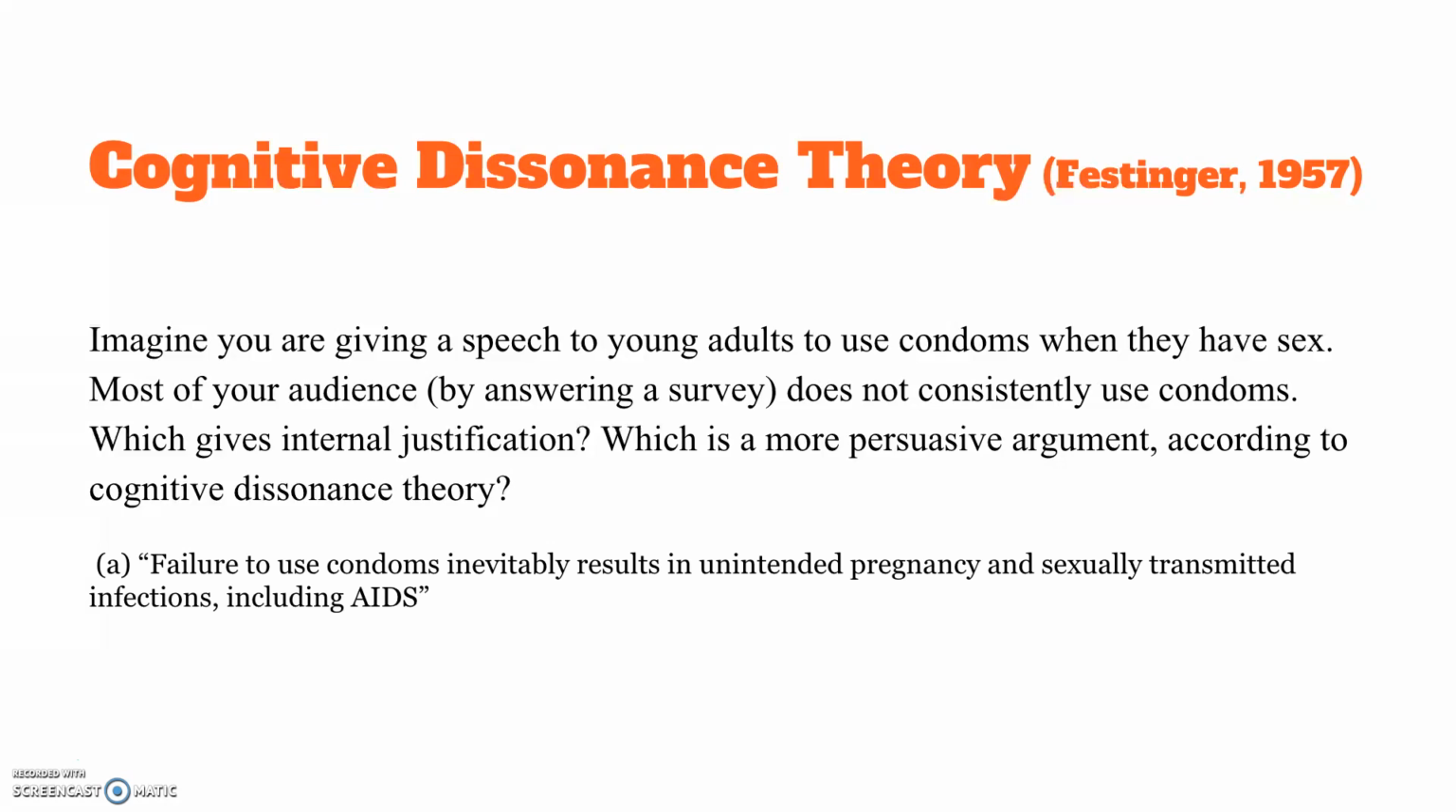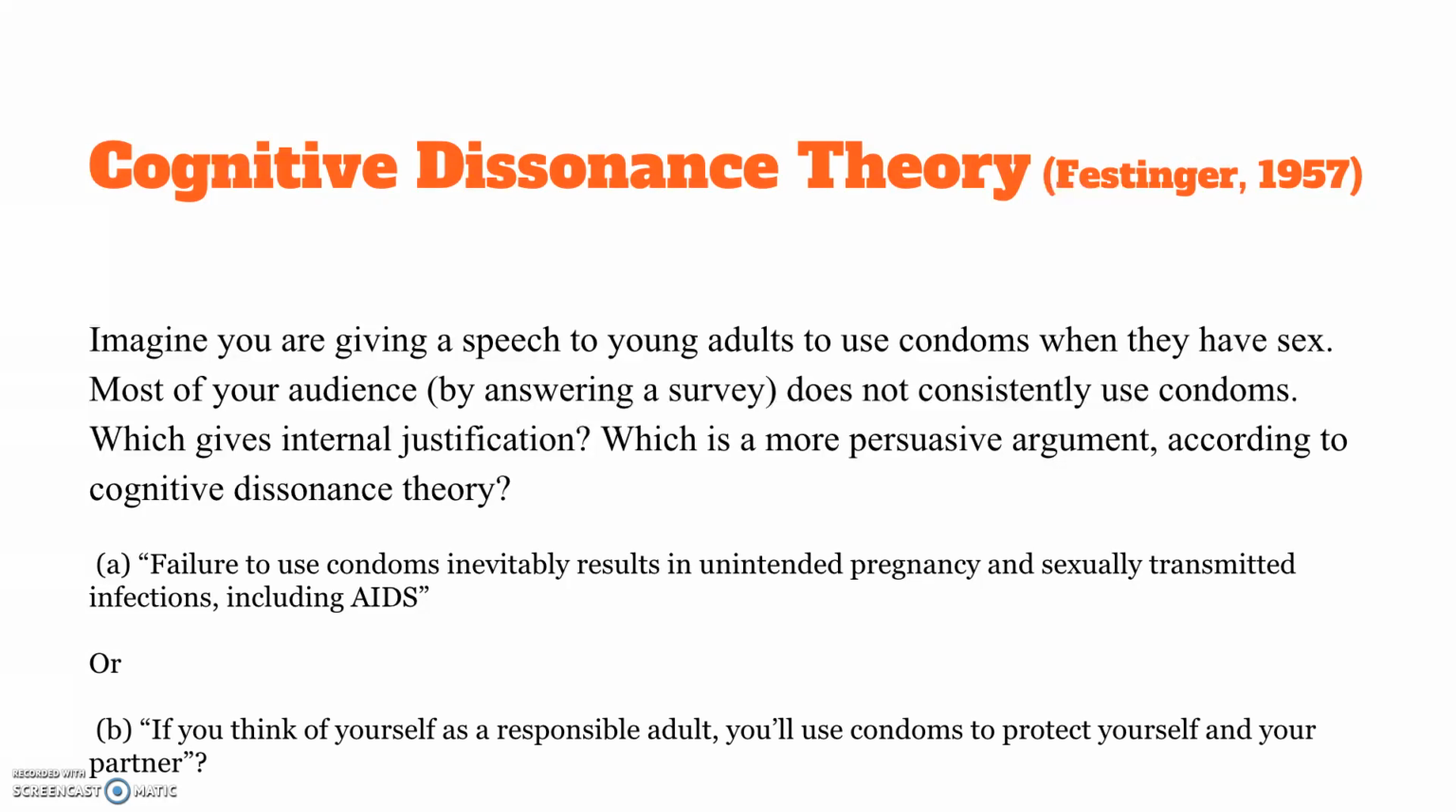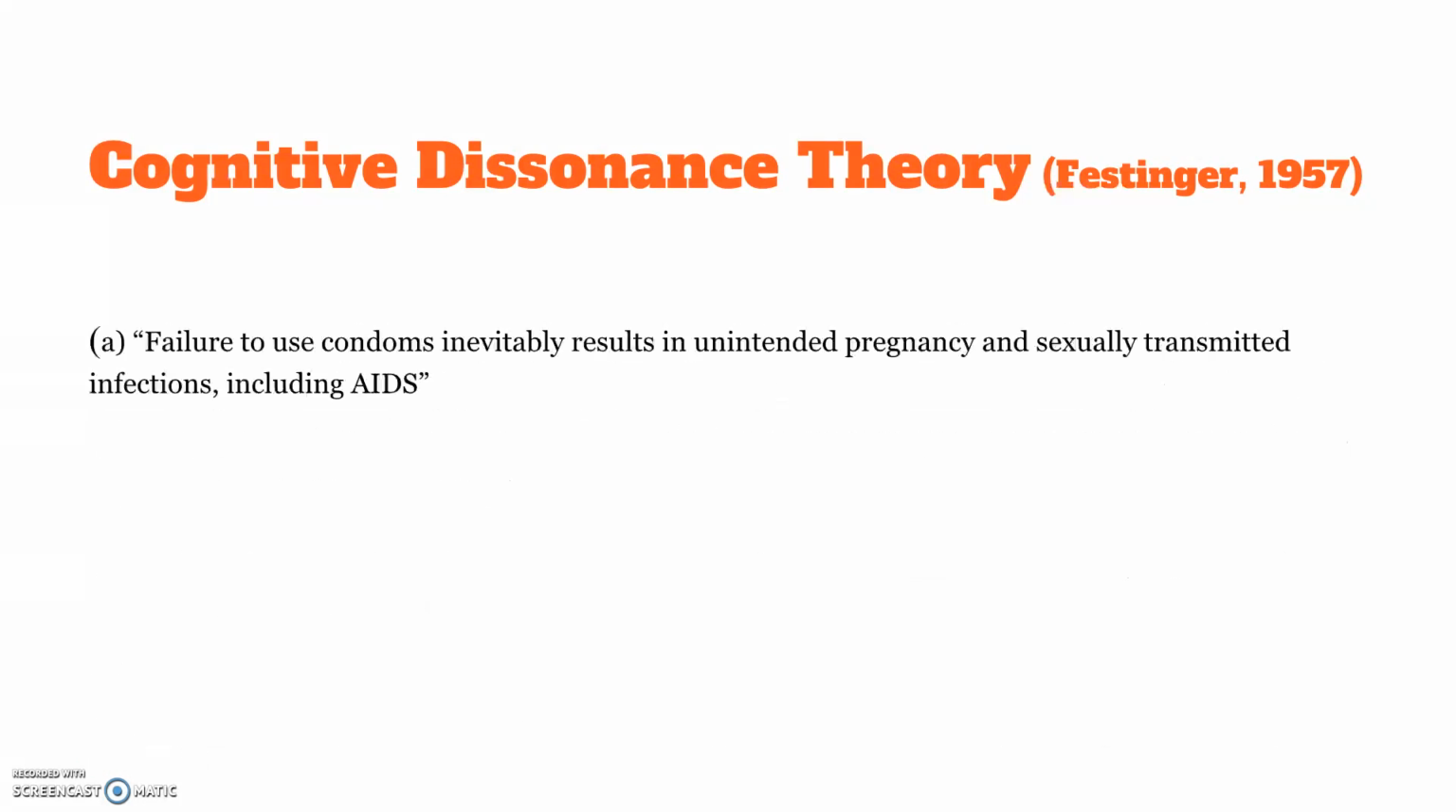A, if you say to the students, to young adults, failure to use condoms inevitably results in unintended pregnancy and sexually transmitted infections, including AIDS. Or B, if you say, if you think of yourself as a responsible adult, you'll use condoms to protect yourself and your partner. A or B? Choose now. Okay. Well, let's take a look.